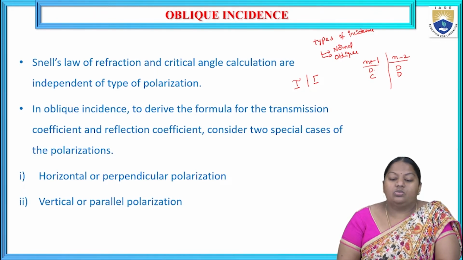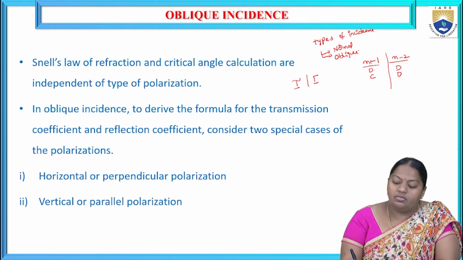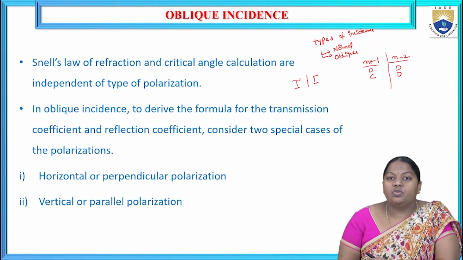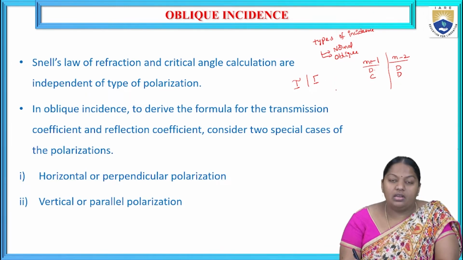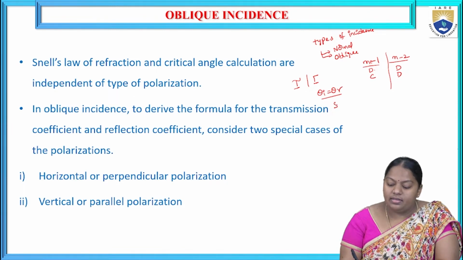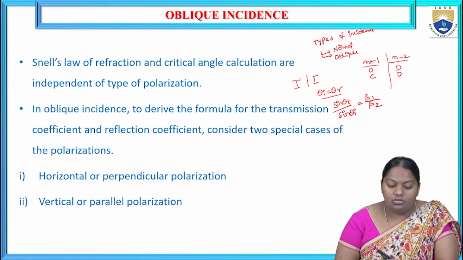Now coming to oblique incidence, here also we have two cases: oblique incidence with a dielectric boundary and oblique incidence with a conducting boundary. For the dielectric boundary case, in the previous lecture we learned about Snell's law of reflection as well as Snell's law of refraction. The first law is theta i equals theta r, which is called Snell's law of reflection, and sine theta t by sine theta i equals beta 1 by beta 2 is one of the relations of Snell's law of refraction or transmission.